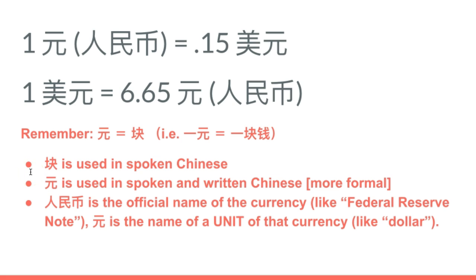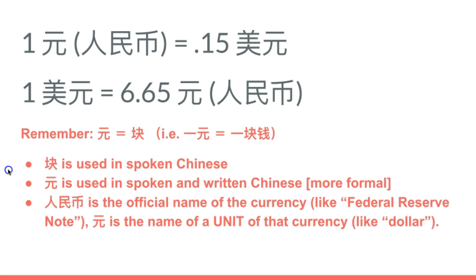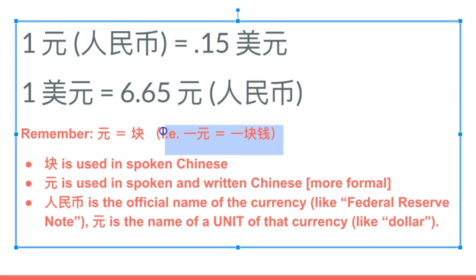There's also, besides yuan, another word called kuai, which we've learned previously, which also means a dollar, a Chinese dollar. Kuai and yuan are exactly the same. Kuai is, however, more spoken. So if you're negotiating something in a market, you might talk to the salesperson, 1块2块3块. If you want to write something down, you might write 1元.